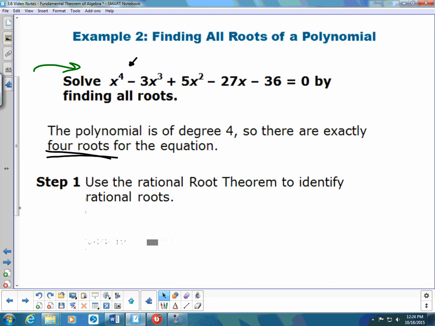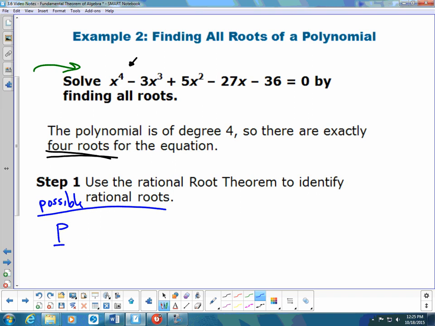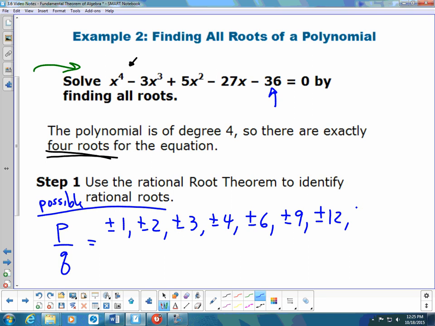So what are the steps for doing this? Well, the first step is to use the rational root theorem to identify all of the possible rational roots. You learned this in a previous section, so p over q values. The p values are going to be all the factors of your constant term, so that's going to be plus or minus 1, plus or minus 2, plus or minus 3, plus or minus 4, plus or minus 6, plus or minus 9, 12, 18, and 36.